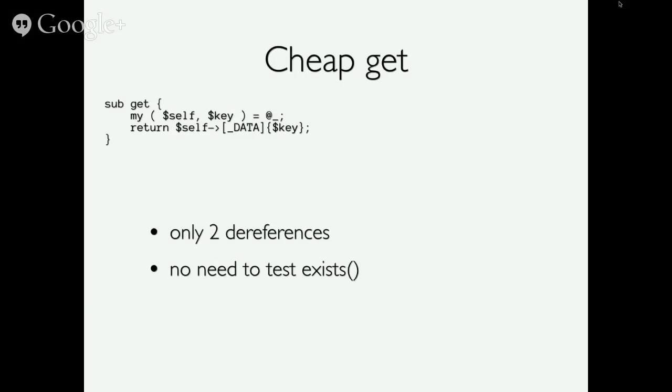It means it has a very cheap get. So this is just 2D references. Go to the data hash, pull out the key. I don't have to check for exists because that happens automatically. If it's undefined, that'll just come back. If it doesn't exist, that'll just come back. No problem. Very, very cheap.